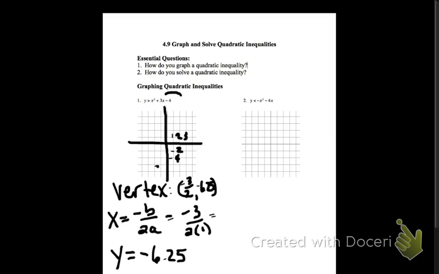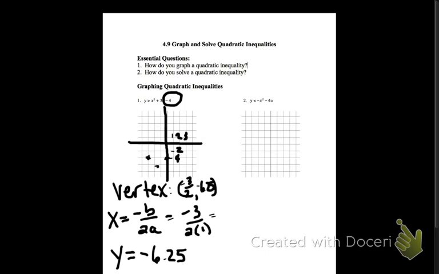If you recall, C is your y-intercept. So that's over here. And then our third point, we use symmetry, which means I would be 1.5 to the left, which puts me at negative 3, and at that same point of negative 4.